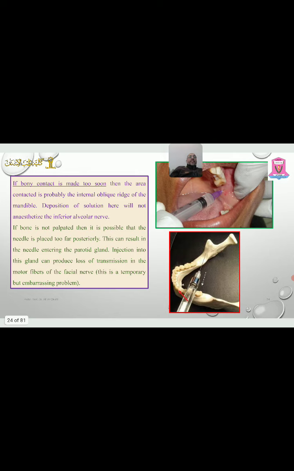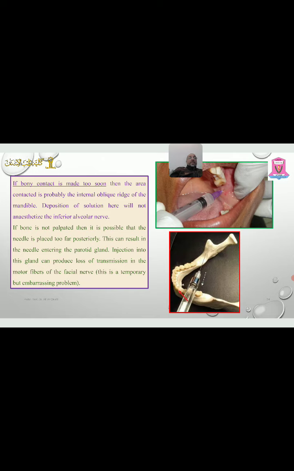If bony contact is made too soon, then the area contacted is probably the internal oblique ridge. If you hit the bone immediately, it means you are not following the parameters correctly, and therefore you hit the internal oblique ridge of the mandible. Deposition of the solution here will not anesthetize the inferior alveolar nerve.